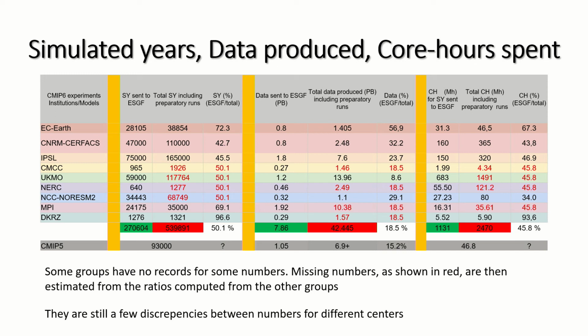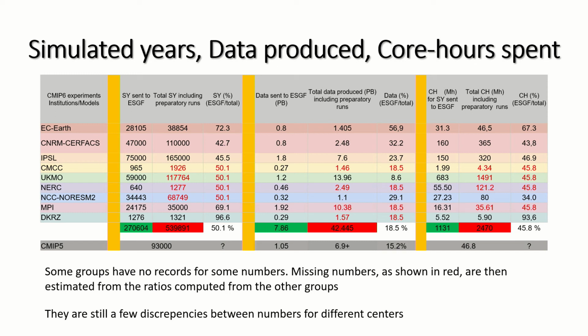But of course, a group is performing much more computation than the runs which are finally retained for feeding the ESGF archive. There are tuning runs, there are aborted runs, so the total effort to end up with something which is worth going into the archive is much larger.